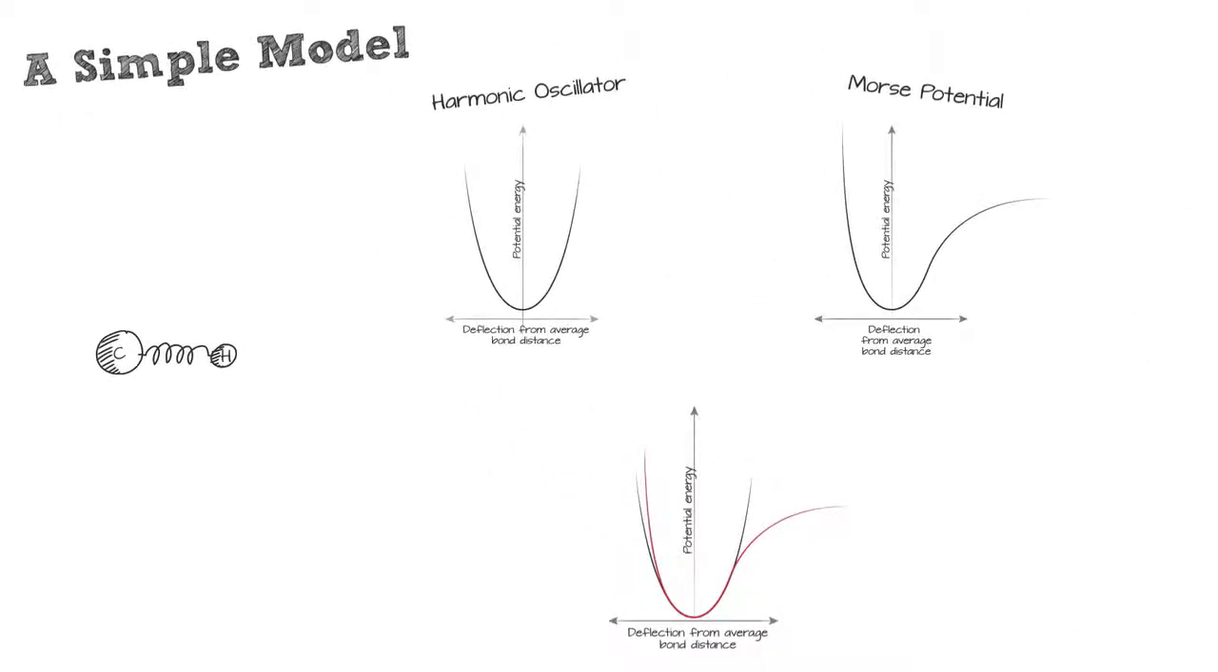So here is the simple model. The simple model involves basically a parabola called the harmonic oscillator. And that involves the idea that if you have a carbon-hydrogen bond, it has a preferred bond distance. But that's not static. When someone says the carbon-hydrogen bond is a certain value, what they mean is that that is the average bond distance for that system.